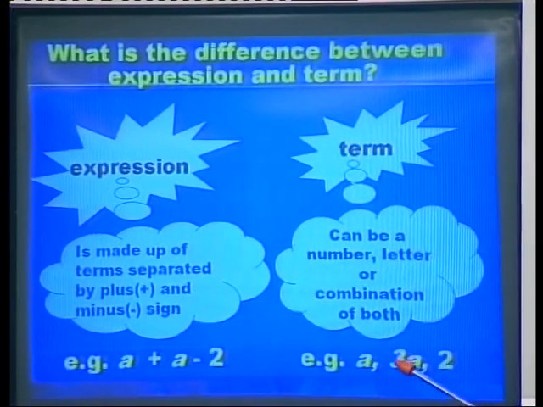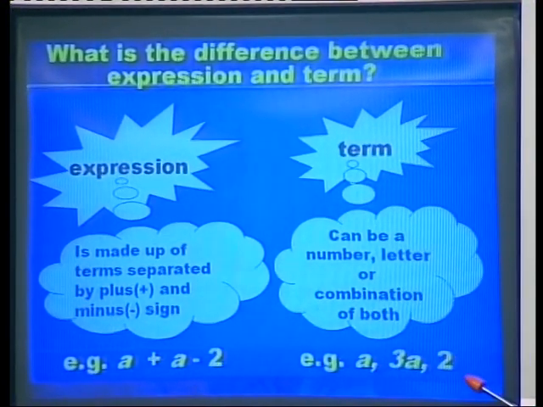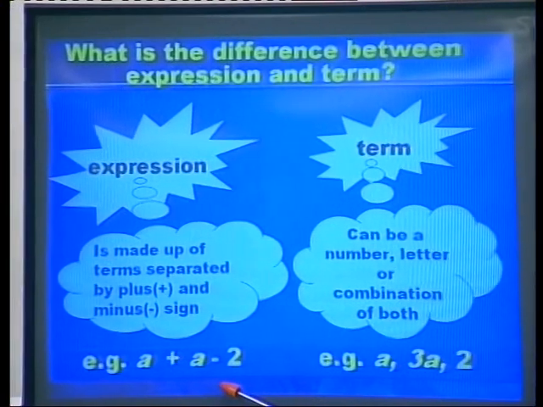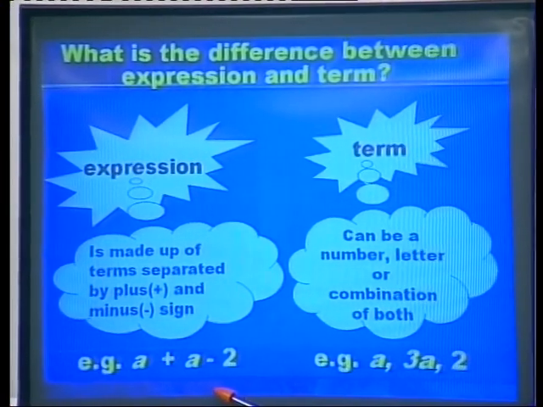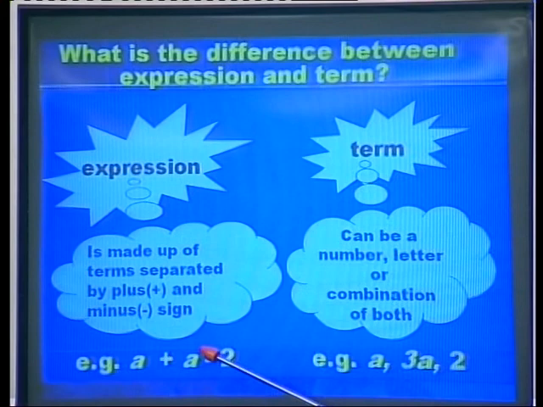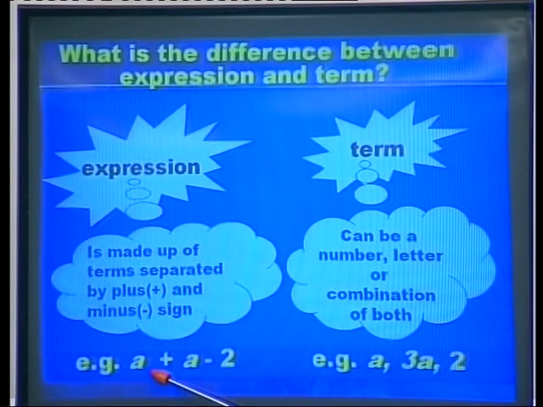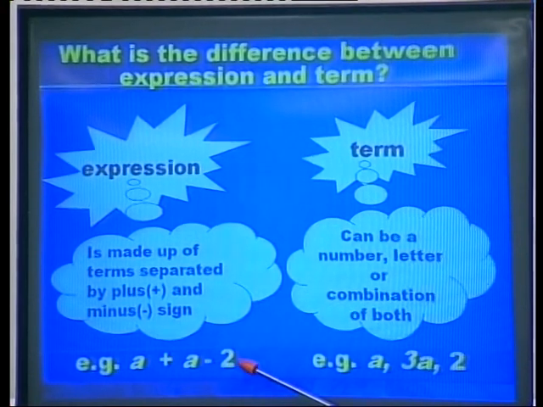A is a term, 3A is a term, and 2 is a term. Now look at this expression. How many? In this one expression, there are 3 terms that make up this expression. A is one term. This A is also another term. And this 2 is also another term.